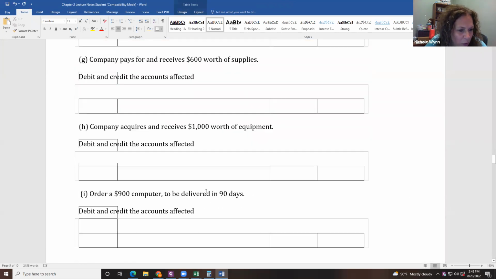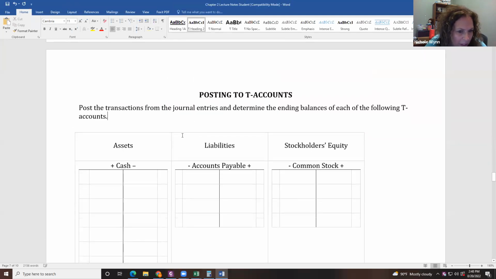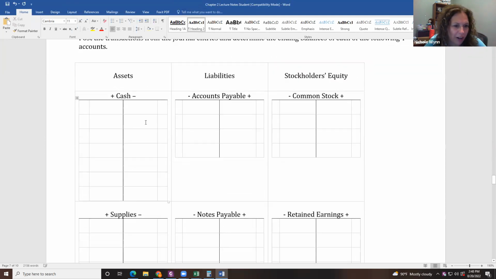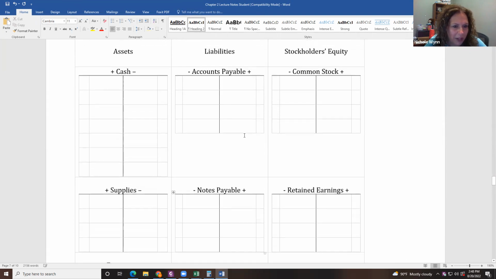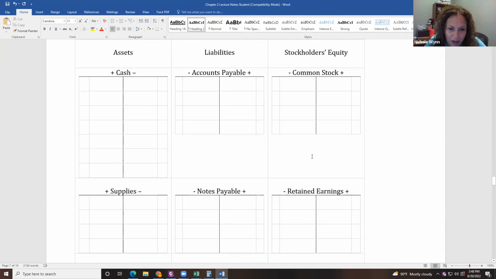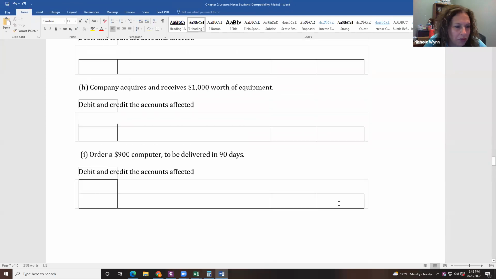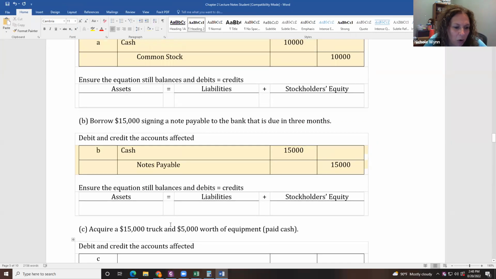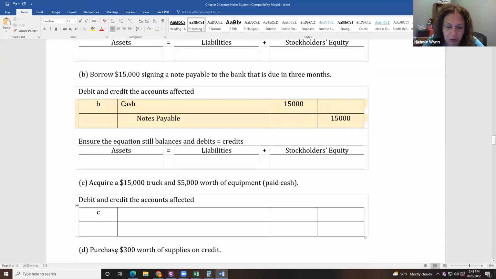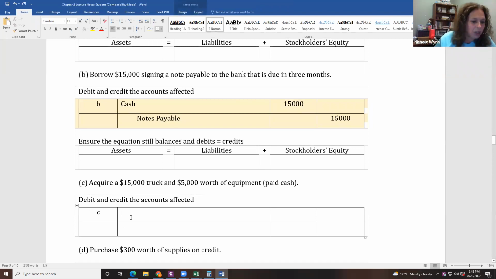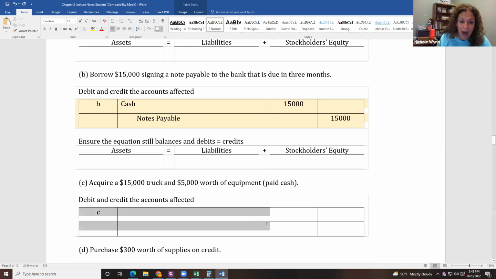By the way, if you scroll to page 7, you can see our account names: cash, supplies, equipment, accounts payable, notes payable, common stock, and then we have retained earnings, which we won't use. That's your chart of accounts that allows you to choose different accounts to use. So letter C, we are buying truck and equipment, we are paying cash. So cash is going down. It is not going up. If it was going up, you would debit cash, but you will not.